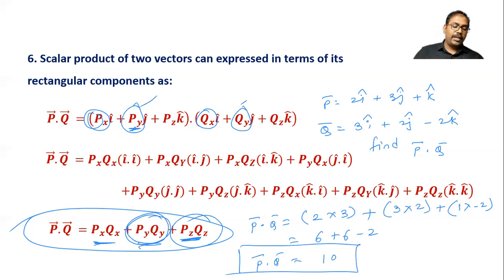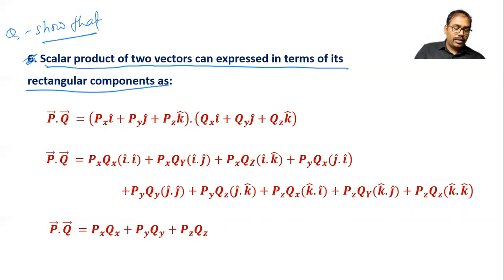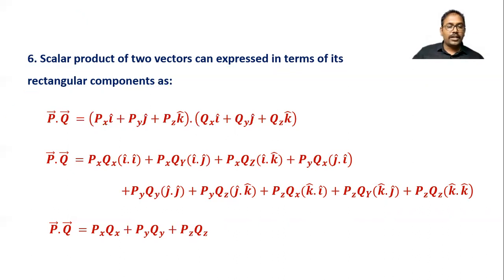By using this property, I hope you understood how to do scalar multiplication, that is, how to find p bar dot q bar. Multiply the components with î, with ĵ and with k̂, and then add. A question may be asked: show that the scalar product of two vectors can be expressed in terms of rectangular components. Then in the answer you have to write this. I hope you understood this characteristic.